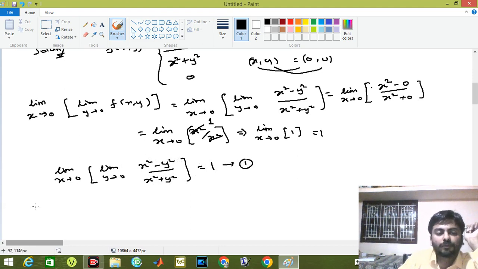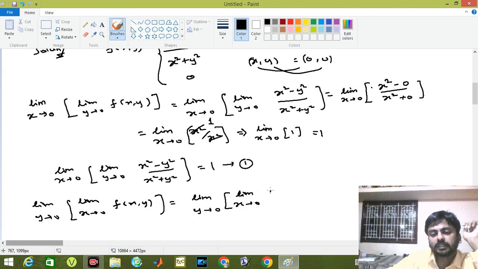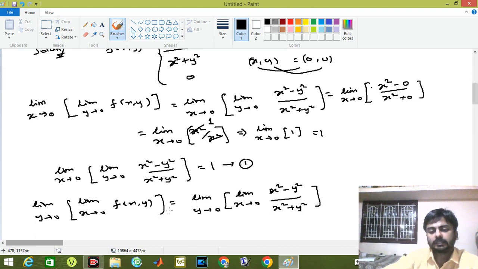Now similarly we are finding limit y tends to 0 and limit x tends to 0 of f of x comma y, that is equal to limit y tends to 0, then limit x tends to 0. What is our f of x comma y? x square minus y square divided by x square plus y square.